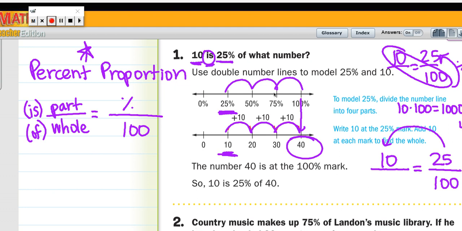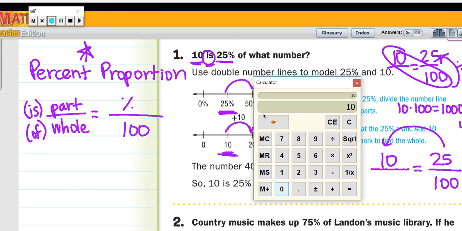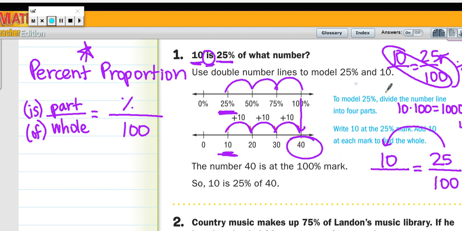If you do that in a calculator, 10 times 100 gives me 1,000, and divide it by 25, I would get 40. And we saw that on the number line, so our answer would be 40.